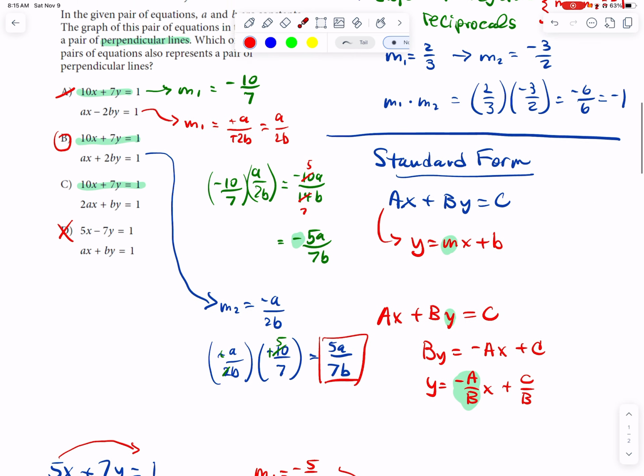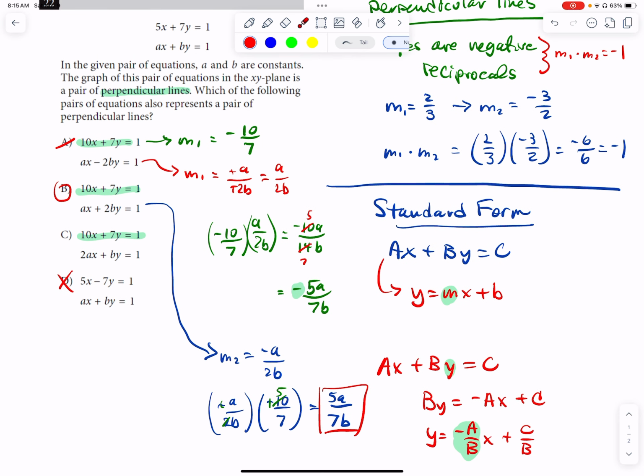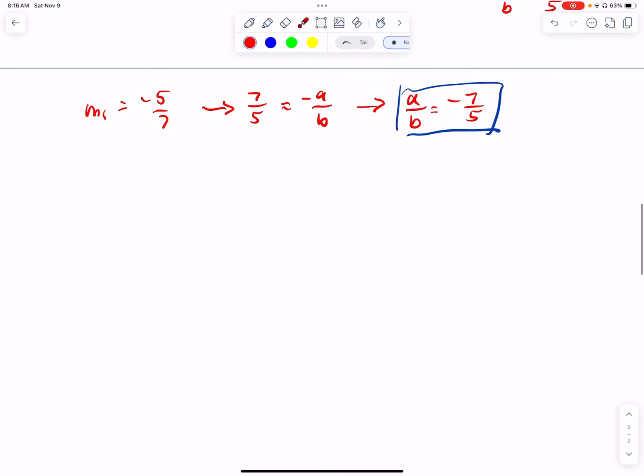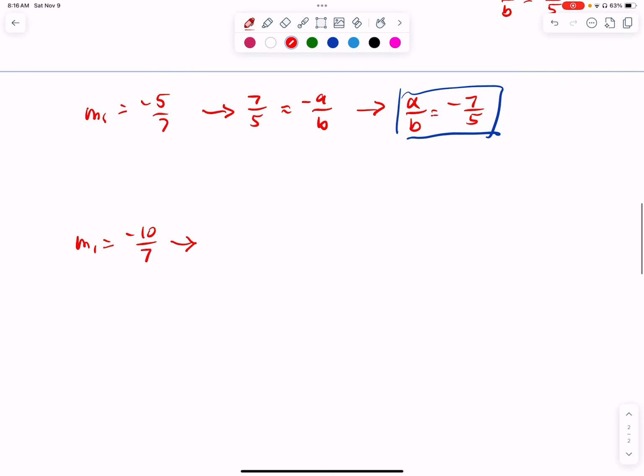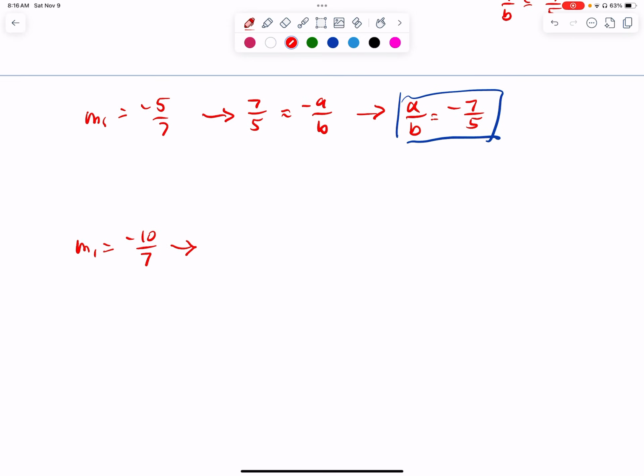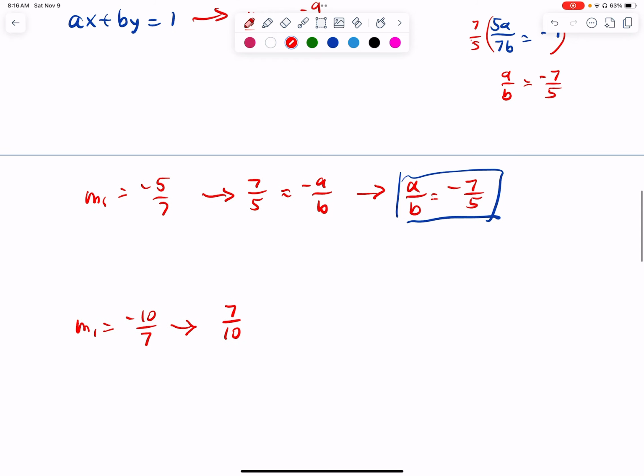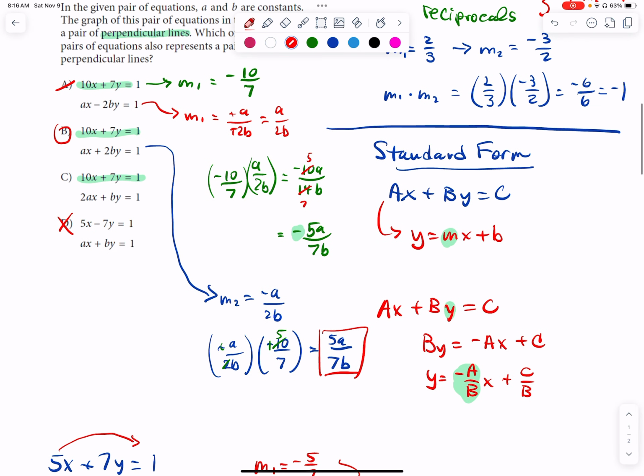So let's try that with these two things. Now remember that I already found the slope of this guy. The slope of this one was a negative 10 over 7. So we'll find its negative reciprocal. I'll say the slope of our first line was negative 10 over 7. Its negative reciprocal is going to be positive, and then flip it over, so it should be a 7 over positive 10. Okay, and then I'm going to force that to be equal to the slope of the second equation.